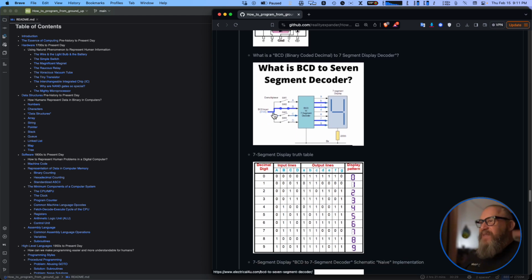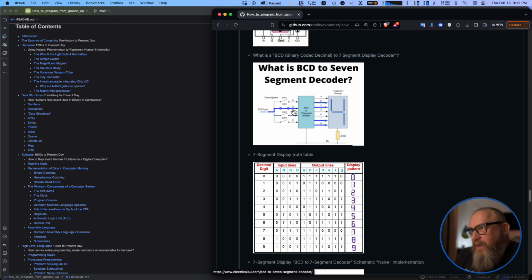You have a BCD input. It comes in here. This is the power coming through here. And it's the switches here that decide what the digit is. And it's 0, 1, 0, 0. So in this case, there's only one switch that's down, and that one switch that's down is input line B.